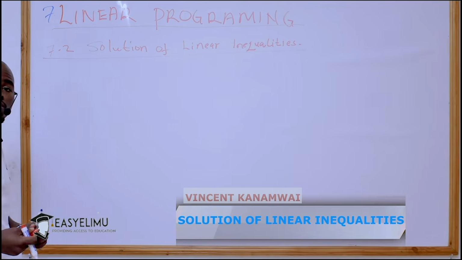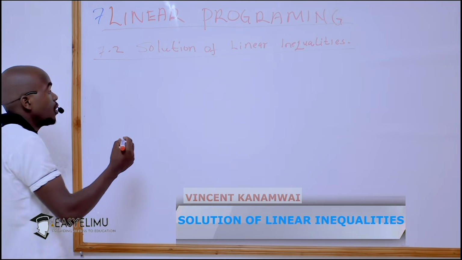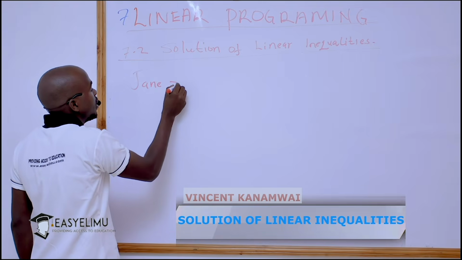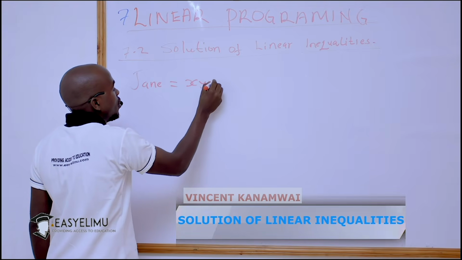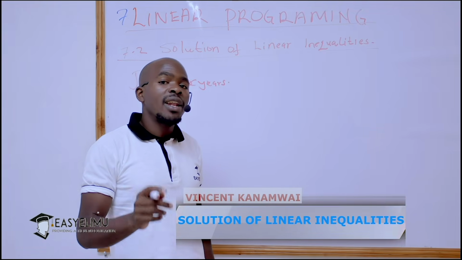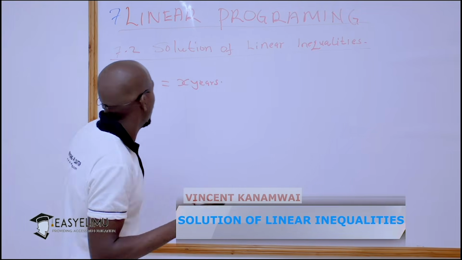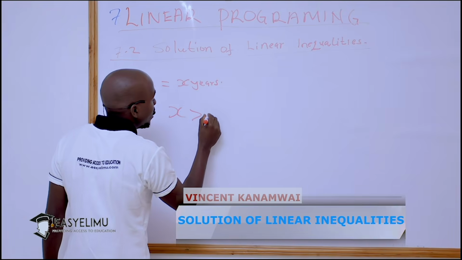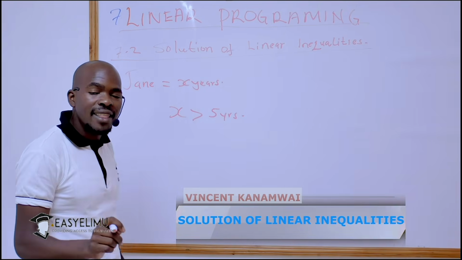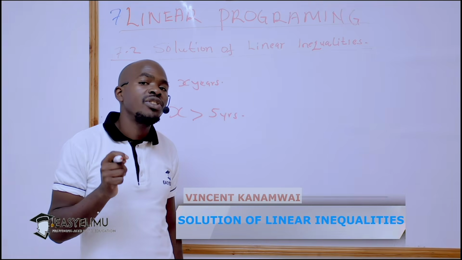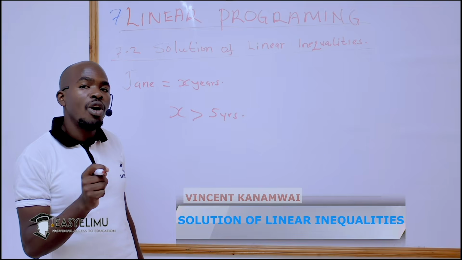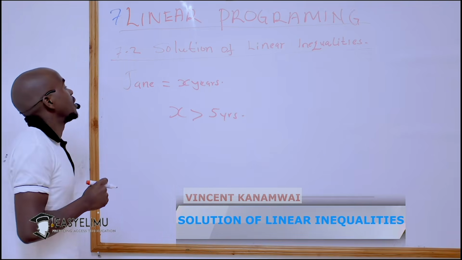What we should first do here is, we have been told that Jane is x years old, but she is not less than 5 years old. So meaning x is greater than or equal to 5. She is not less than 5. What does it mean? She is 5 years old or more.